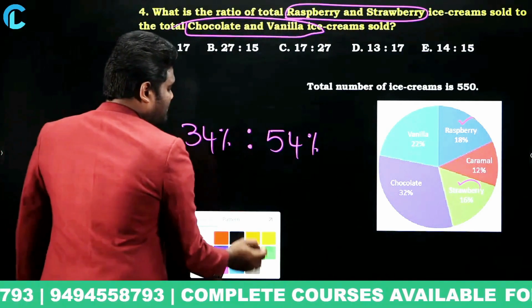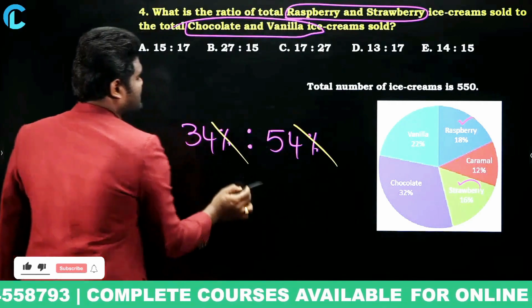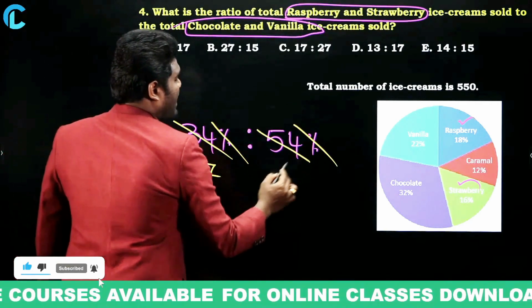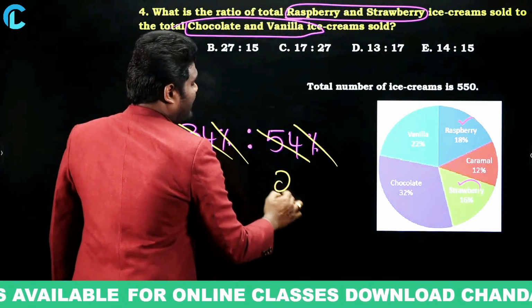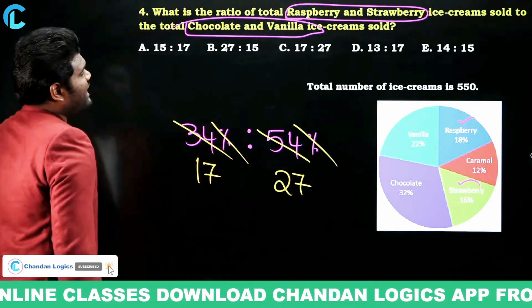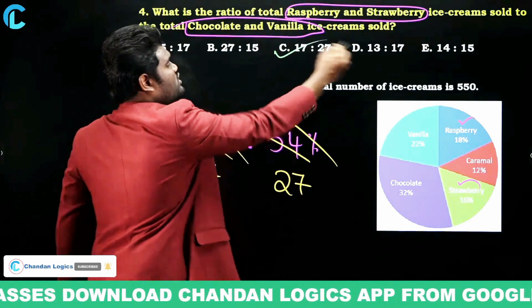Now to simplify, the percentage gets cancelled. 2 cancels here 17 times, and 2 cancels here 27 times. So the answer for this question will be 17:27, which is option C.